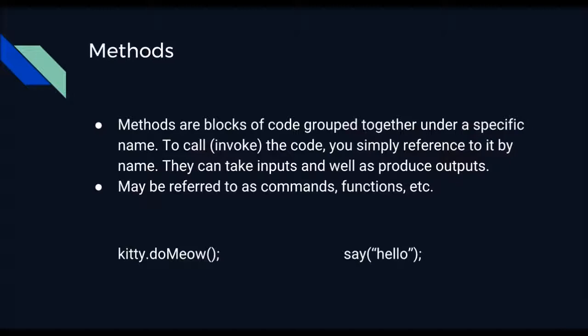Methods are just blocks of code that are grouped together under a specific name. So, to be able to use them, you just reference them by that name. They're able to take inputs as well as give out outputs. You may hear them under the name commands or functions, and you may have seen these if you've been programming anywhere else. So at the bottom you can see a few examples. Obviously you're never going to see a command that says kitty.domeow or say hello, but you get the gist of how they're supposed to be structured, how they look.